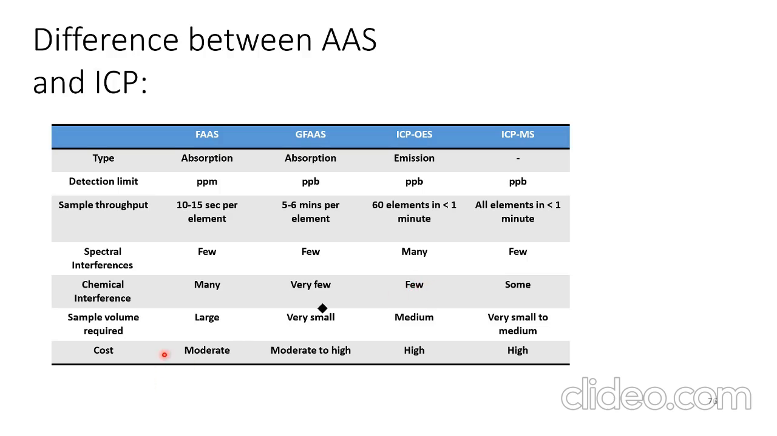Then sample volume required. In the FAAS, it requires a very large sample volume, and in the case of ICP-OES, a medium sample volume is required. And for GFAAS and ICP-MS, a very small quantity of sample is required. And of course, cost is an important parameter when we talk about spectroscopy techniques. Those techniques are very sensitive and also very costly. However, FAAS is moderately costly, and the others have very high cost.